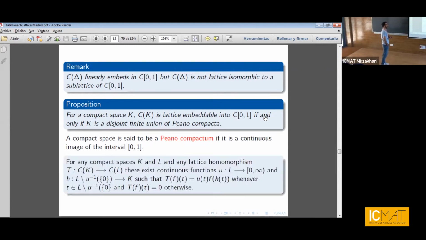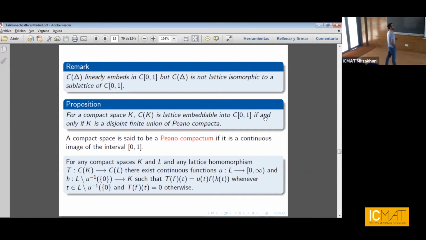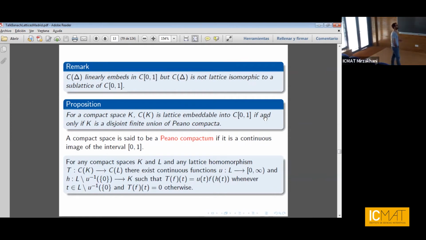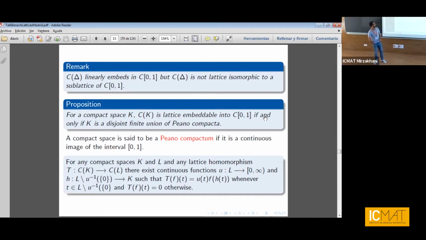Let me say that this is more or less easy to prove just using a very well-known result which characterizes those lattice homomorphisms between Banach lattices. Whenever we have compact spaces K and L, a lattice homomorphism from CK to CL must be of this form: it must be induced by a continuous scalar function u and a function h of this form. So T is given by this formula here. By using this fact, it is not very difficult to prove this proposition.